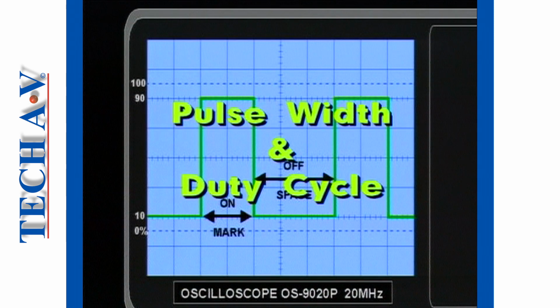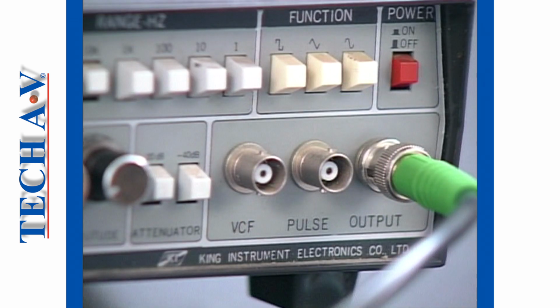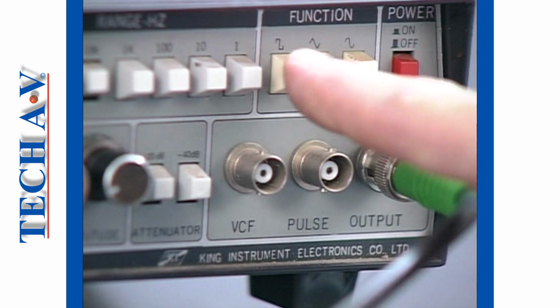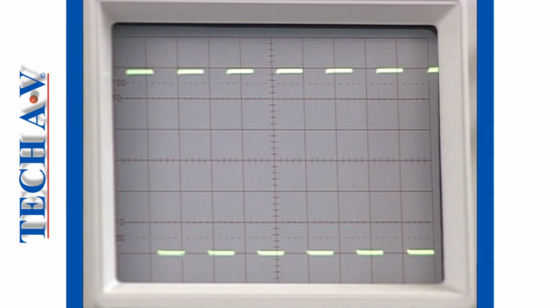Welcome back as we discuss the procedures for the measurement of pulse width and duty cycle, a measurement often required in the field of digital electronics. For a test signal, we'll use a square wave or train of DC switching pulses derived from the signal generator.